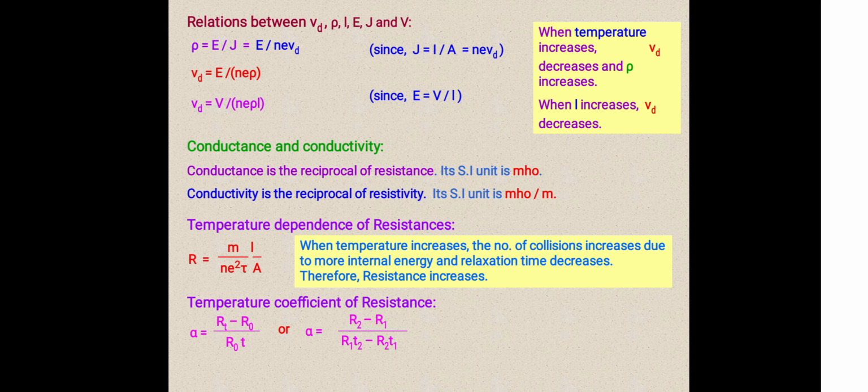Now for a conductor, we can say, if the resistance of any conductor at 0 degree Celsius is R naught, and at T degree Celsius the resistance is Rt, then we can say Rt equals R naught into 1 plus alpha T. Here alpha is the temperature coefficient. So alpha will be Rt minus R naught by R naught into T, or you can also say alpha equals R2 minus R1 by R1 T2 minus R2 T1, where R naught is the resistance at 0 degree Celsius, Rt is the resistance at T degree Celsius, R1 is the resistance at T1 degree Celsius, and R2 is the resistance at T2 degree Celsius.